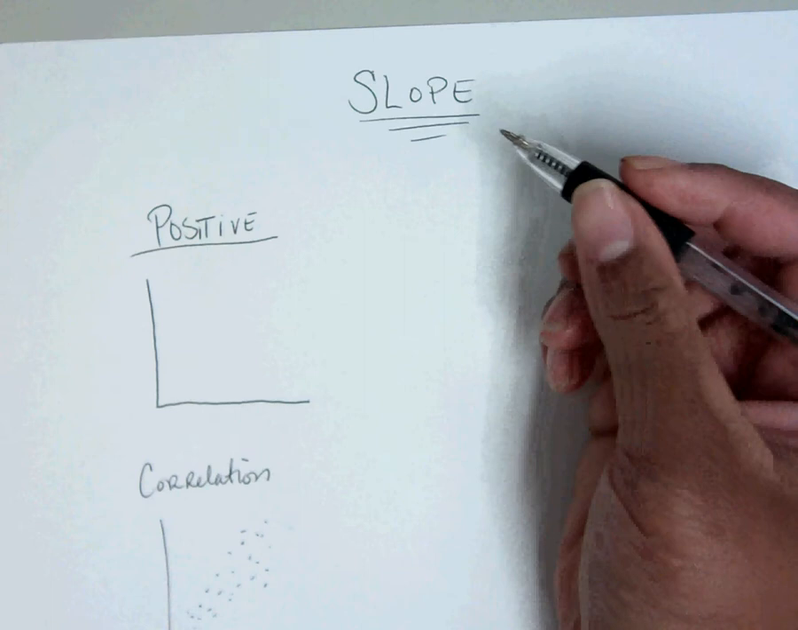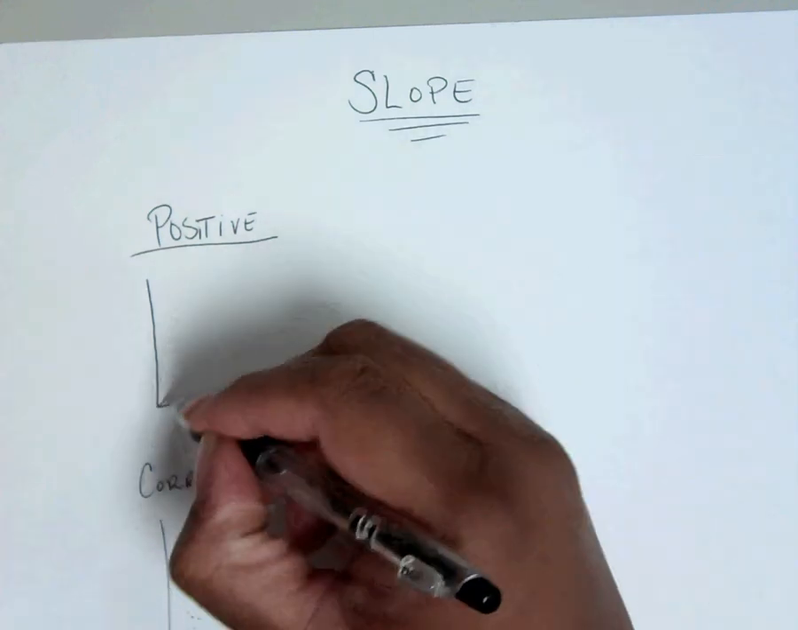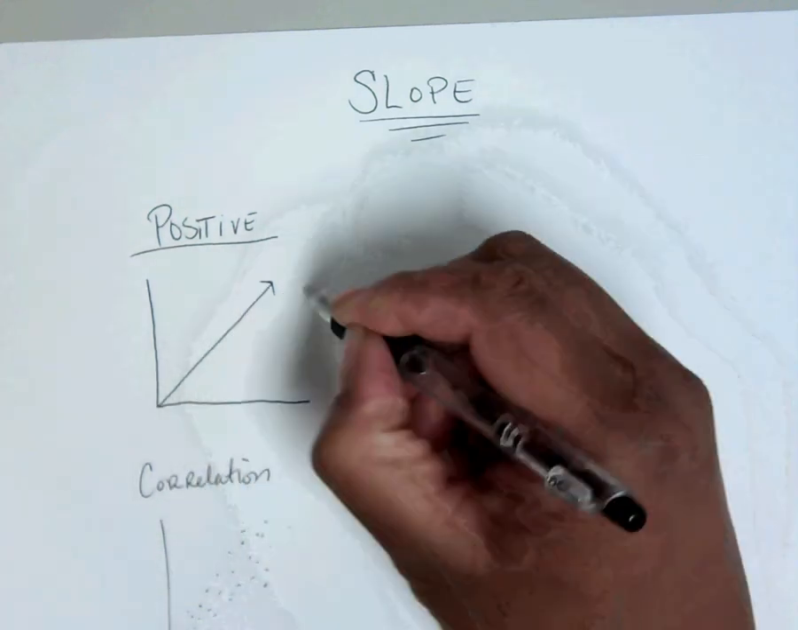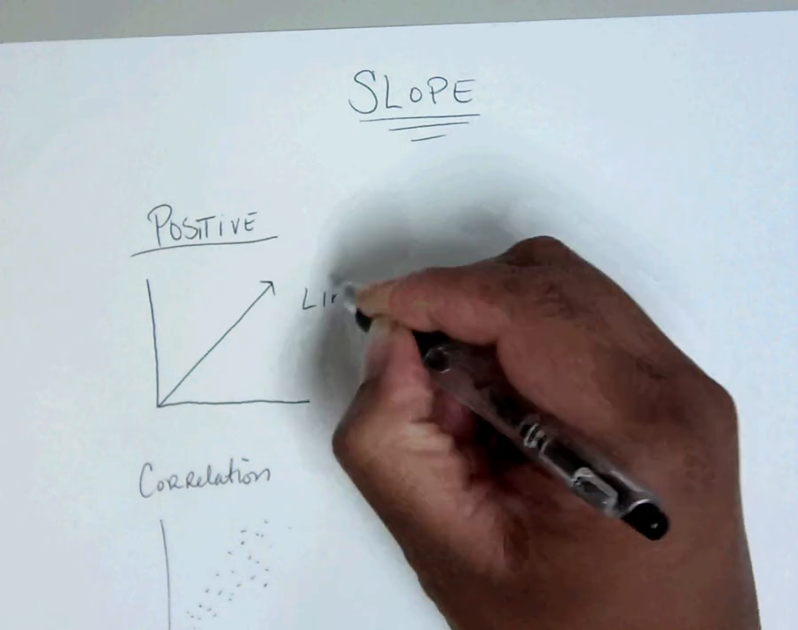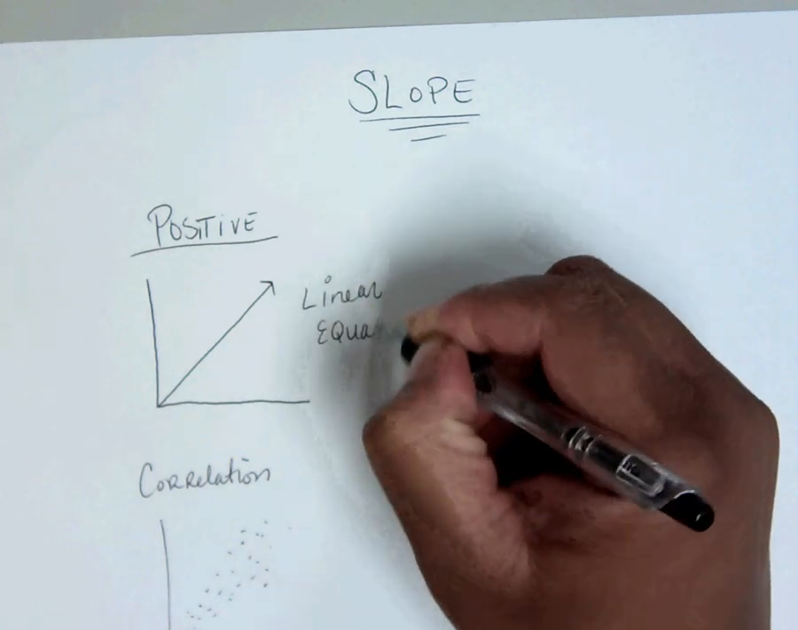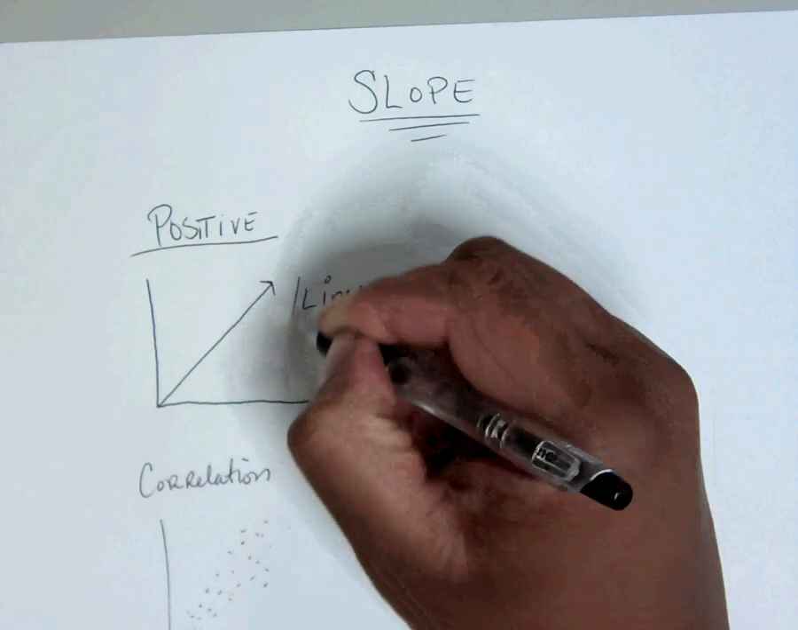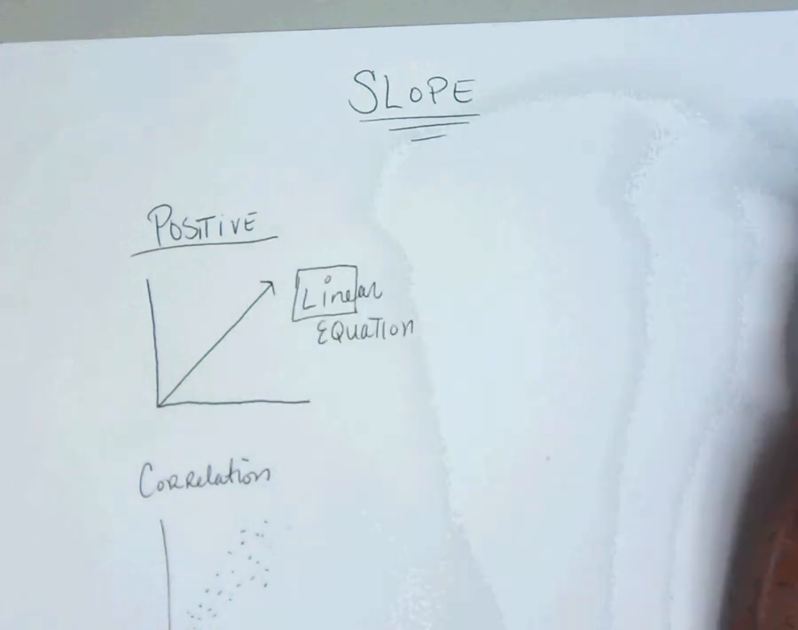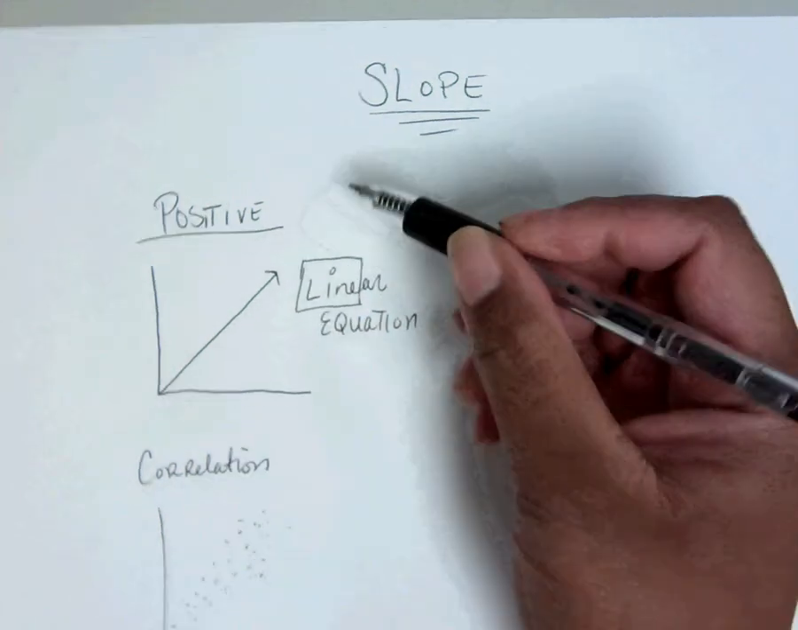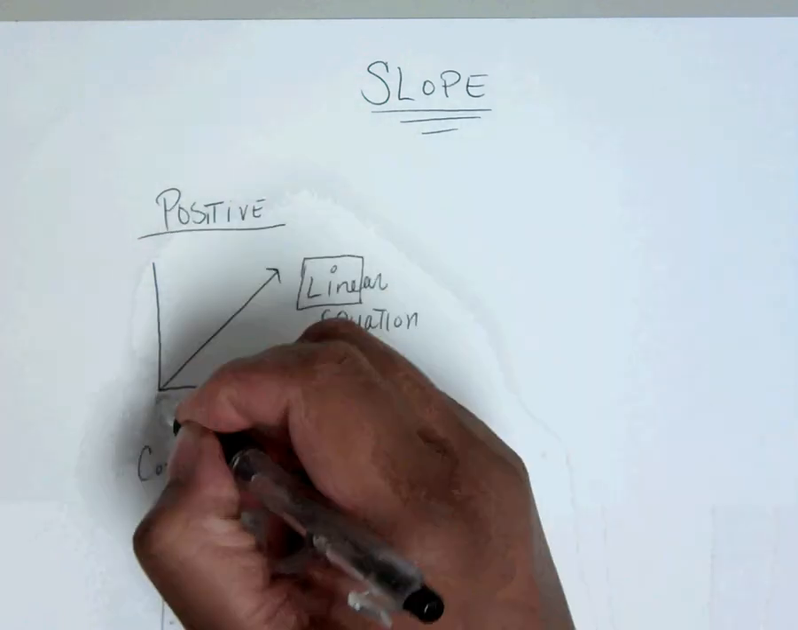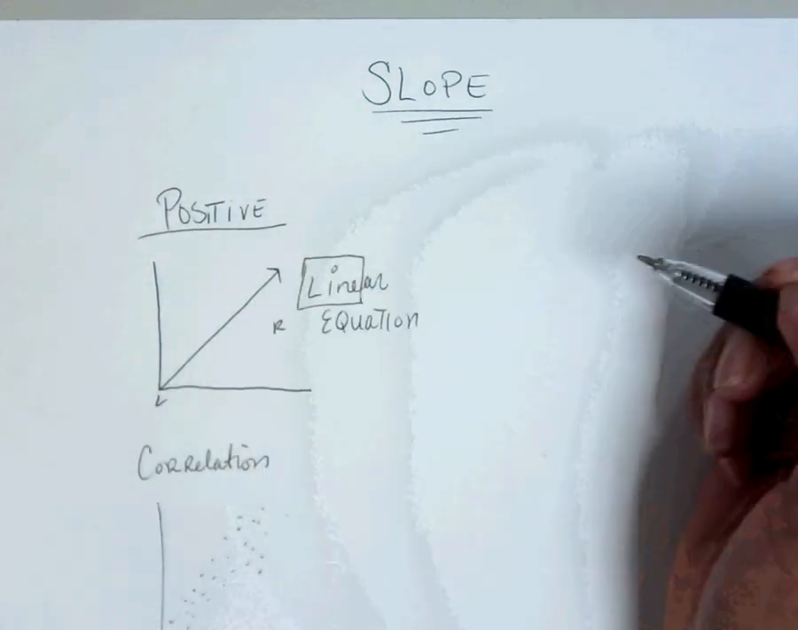Well, a positive slope on a line, so I'm going to call this a linear equation, and it is a linear equation because inside of the word linear is the word line, creates a line. So this is a positive slope from left to right because it points up.